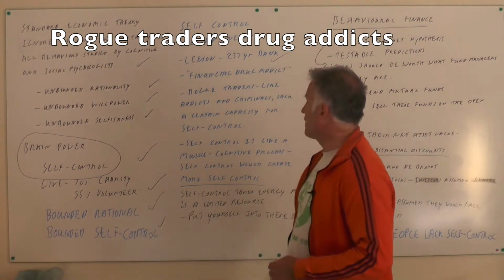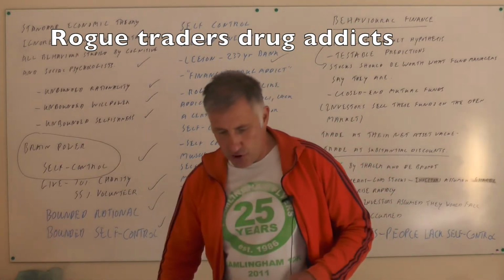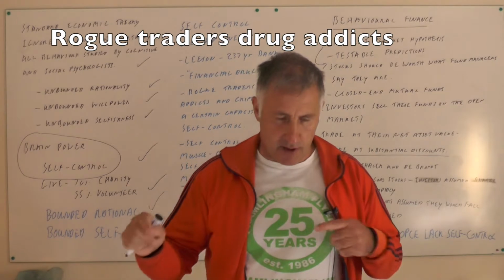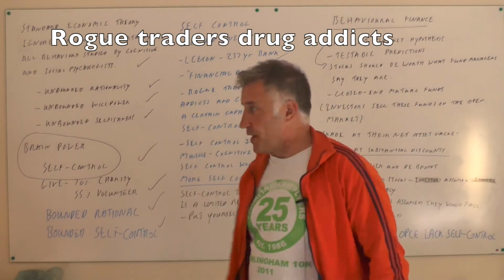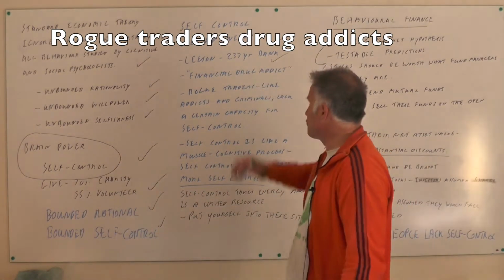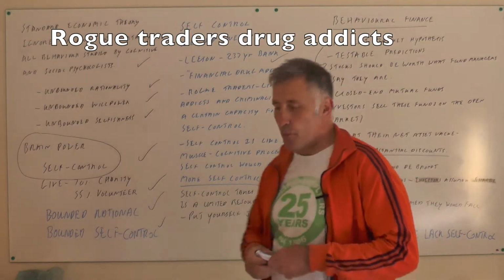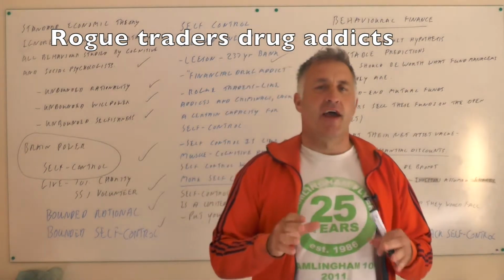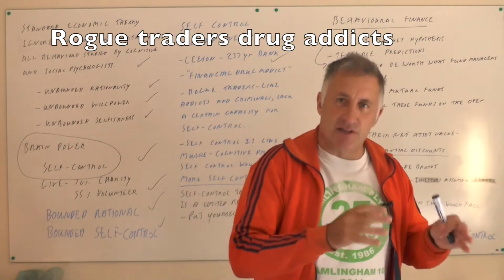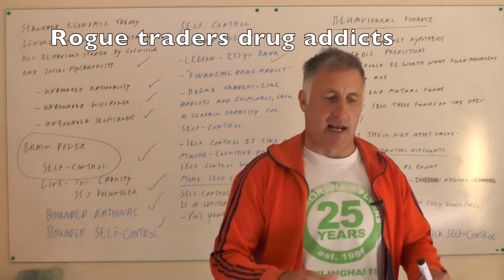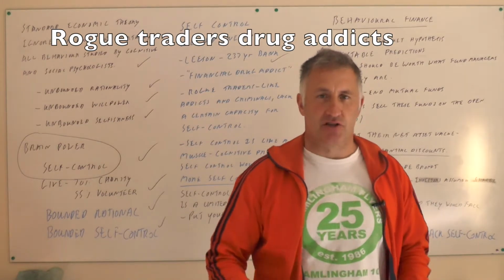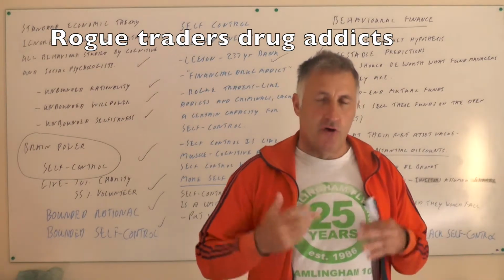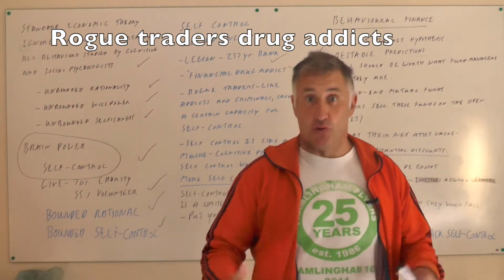Now Leeson brought down a merchant bank. I'm trying to think of the name now, I can't quite picture it off the top of my head. But after he brought down a 230-year-old bank, what they say is some financial dealers are unable to exhibit self-control. They're like drug addicts. They become addicted to the buzz. They get high on it. So they want to make bigger and bigger deals all of the time.